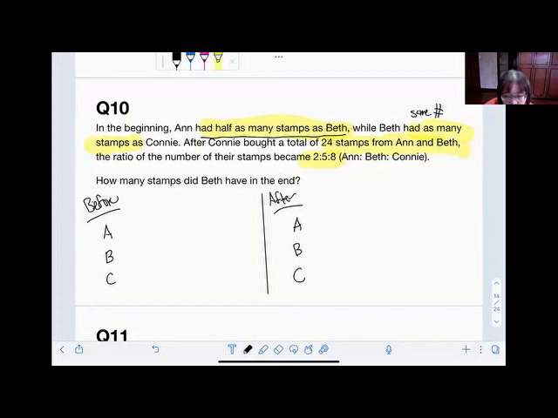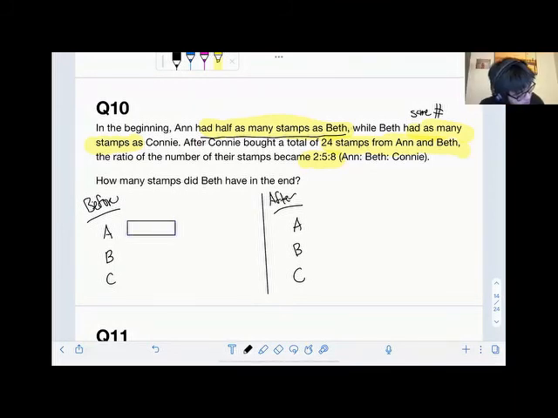Good, they're answering. Okay, correct. 1 box for Anne, 2 for Beth. Correct, very good. So 1 box for Anne, 2 boxes for Beth. And then for Connie, I also see the answer that she has the same number of stamps as Beth. So she also has 2 boxes.